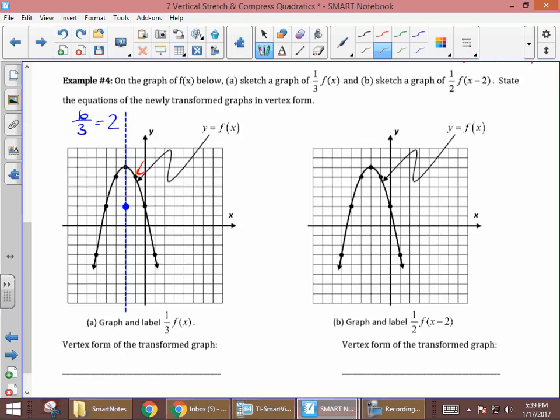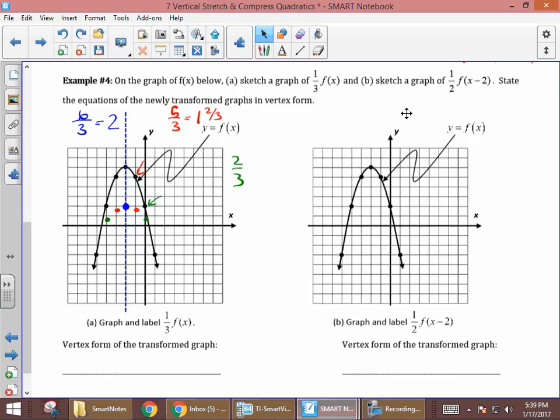This point here, 1, 2, 3, 4, 5 away. 5 divided by 3 is 1 2/3. That's about here. The next point, right here, it is 2 away. 2 divided by 3 is 2/3. So that's going to be here and here. The next point, this one, it is 3 away, but that's -3. Divided by 3 is -1. So its point is going to be here and here.